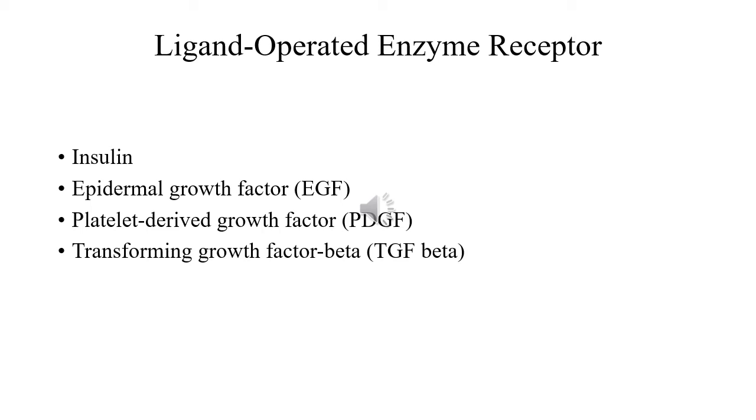Next receptor family is the tyrosine kinase linked receptors, or enzymatic receptors, or ligand operated enzyme receptors. These enzymatic receptors are membrane bound receptors, and they are quite different in structure and function from other major receptor families like ionoreceptor families and G protein coupled receptor families. It is because they comprise a very large extracellular domain and themselves act as enzymatic proteins.